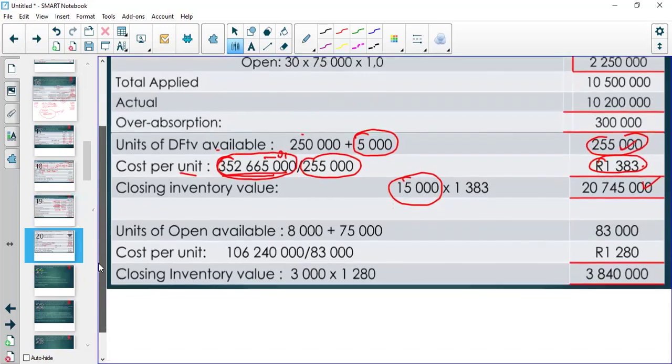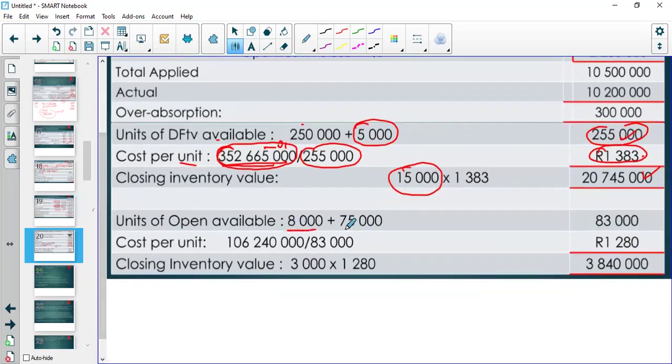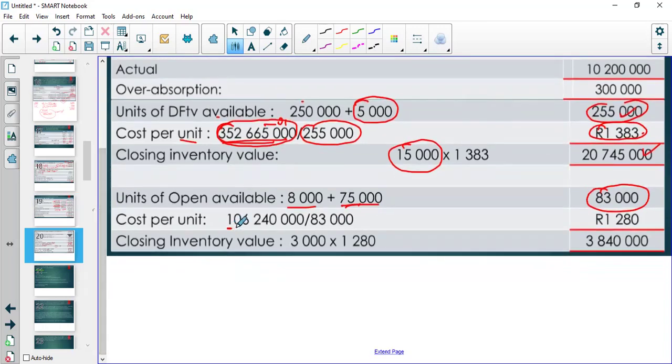We do the same here. The units available: opening inventory plus closing plus production units. This is the total number of units available, and the total cost including current cost of production plus the value of opening inventory, and we divide by the total number of units available because it's the weighted average method. So the average cost per unit is that amount. Well, we still have 3,000 units, each assumed to be valued at 12.80, and this is what we have. So now we have our closing inventory.